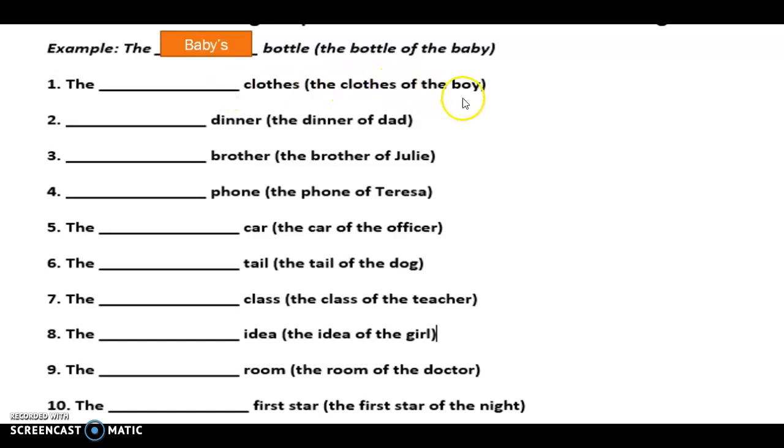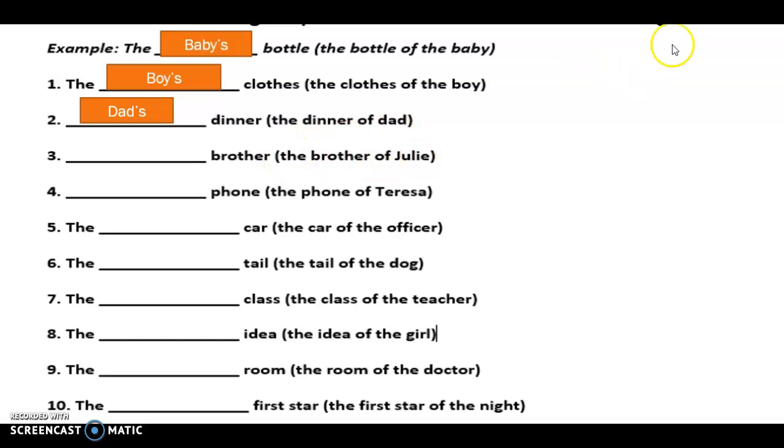The clothes of the boy. Here, of course, you say the boy's clothes. I am talking about only one boy, so for this reason I add the apostrophe here. The dinner of dad. We don't say the dinner of dad, although it is the way we say it in Spanish. We use that order, but not in English. In English, we say dad's dinner.